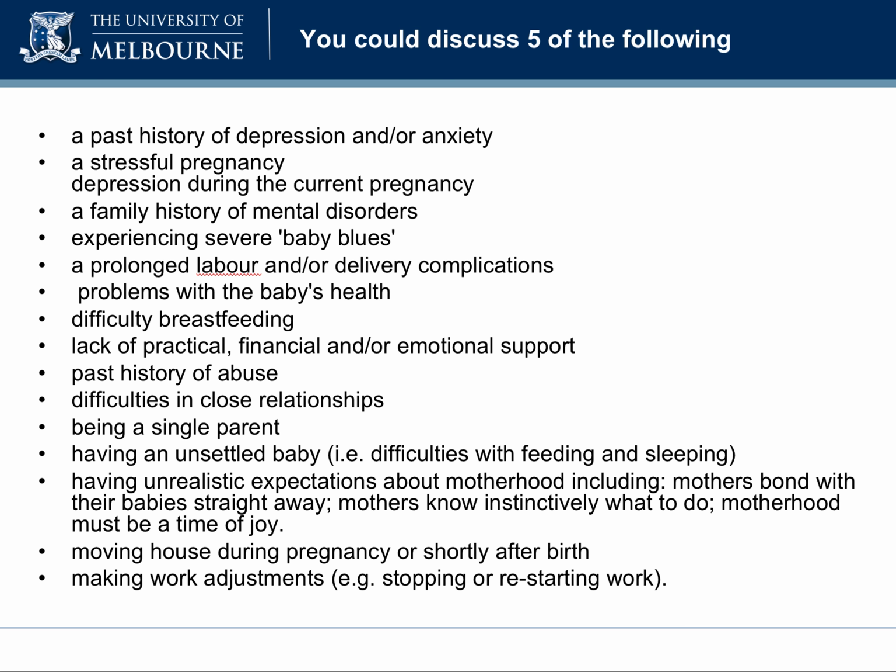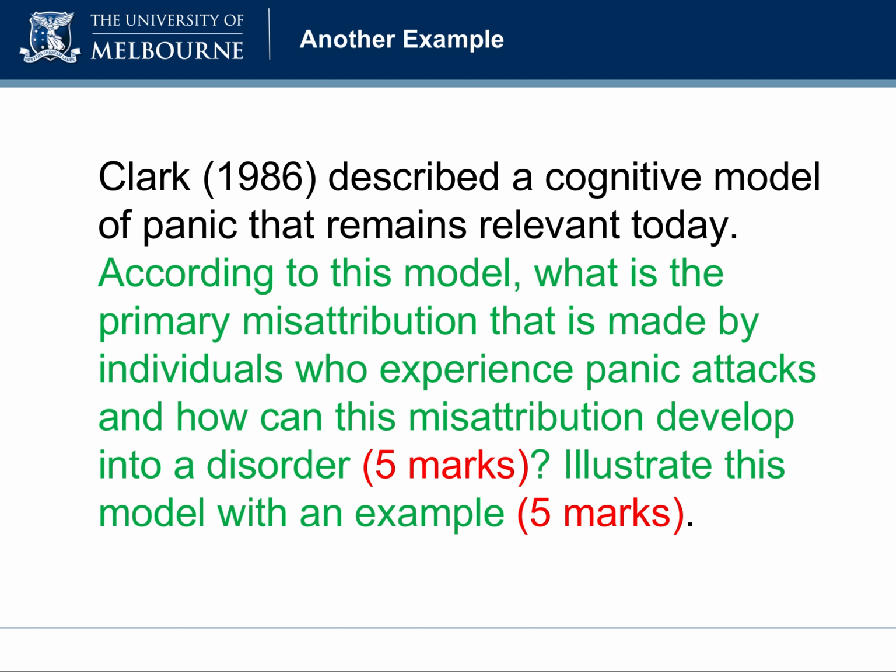So that type of question, the marks available for that were made up of little chunks. This type of question is something that's a little bit more meaty. So this is a different type of question. Here we can see we've got a question about Clark's cognitive model of panic. And you're asked to first describe the primary misattribution that's made by individuals who experience panic attacks and how this misattribution can develop into a disorder. So that's part one.